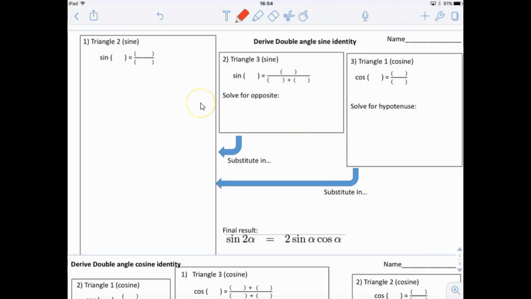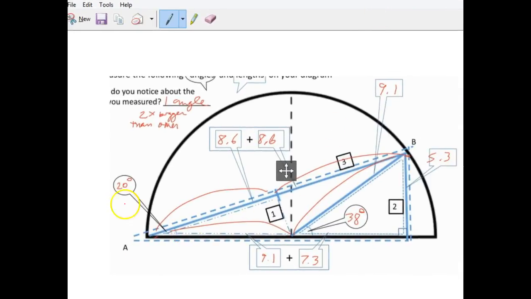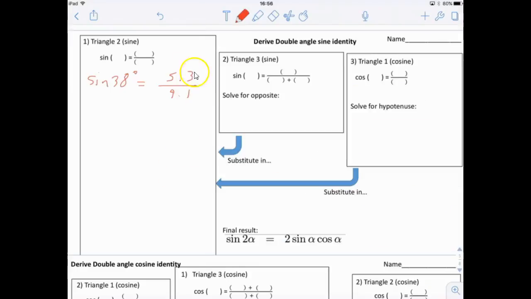We are first going to use these numbers that we got from our measurements to derive the double angle sine identity, which is this one here. Okay, and first it tells us to find the sine of triangle 2. So where is triangle 2 again? Okay, here we are. Triangle 2 is this triangle here of 38 degrees. So the sine of 38 degrees is equal to 5.3 divided by 9.1. So here we have it noted here.